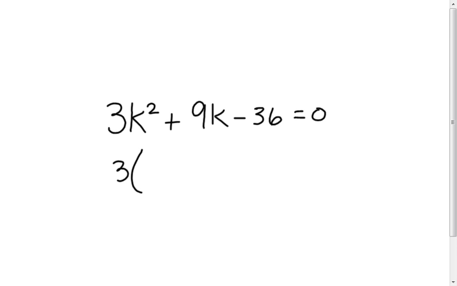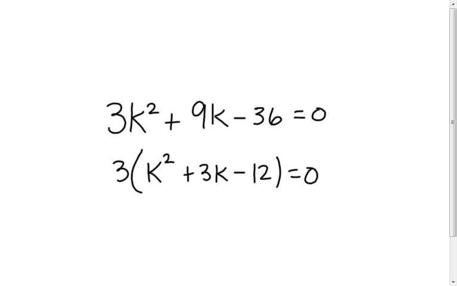Okay? Now, this is not on your notes, but I just want to show you this really quick. If I had something like this, and I factored a 3 out, then I'm going to have k squared plus 3k minus 12.